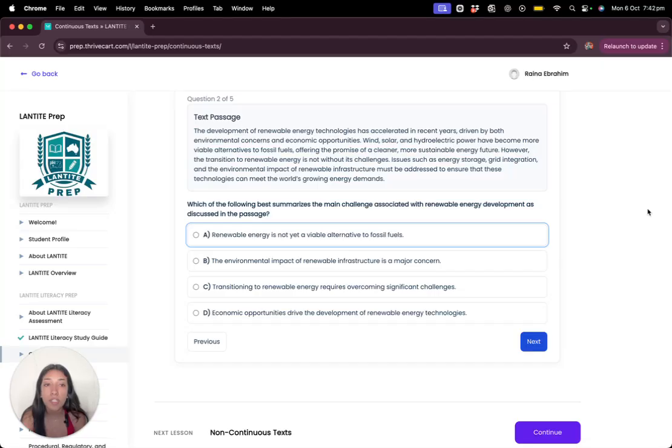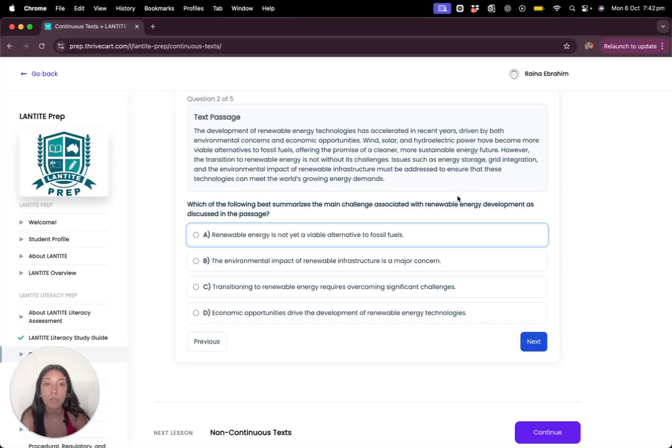However, the transition to renewable energy is not without its challenges. Issues such as energy storage, grid integration, and the environmental impact of renewable infrastructure must be addressed to ensure that these technologies can meet the world's growing energy demands. So we've got A, renewable energy is not yet a viable alternative to fossil fuels. B, the environmental impact of renewable infrastructure is a major concern. C, transitioning to renewable energies requires overcoming significant challenges. And D, economic opportunities drive the development of renewable energy technologies. So remember, we're looking at the main challenge.